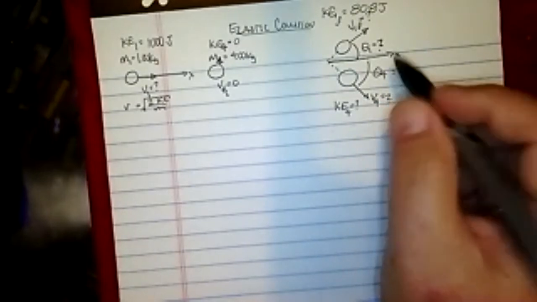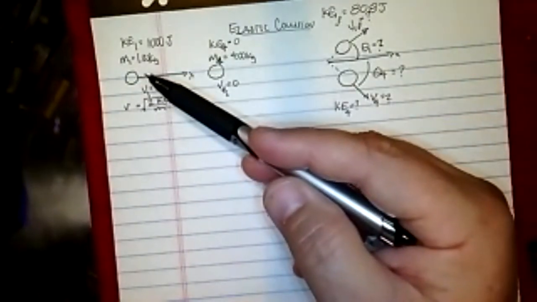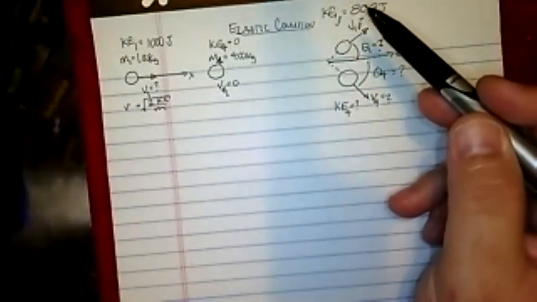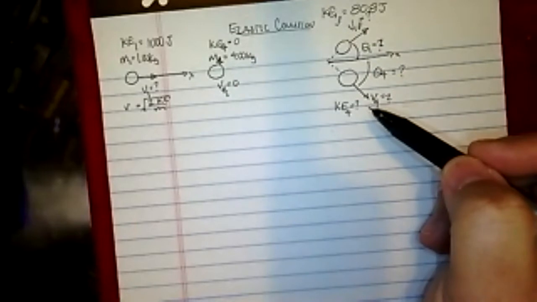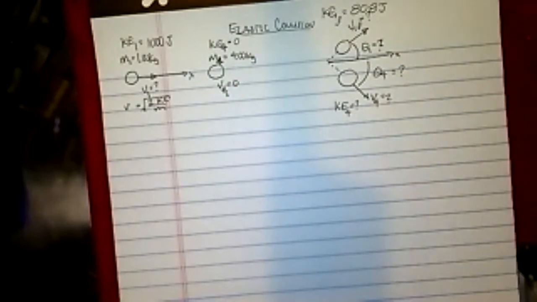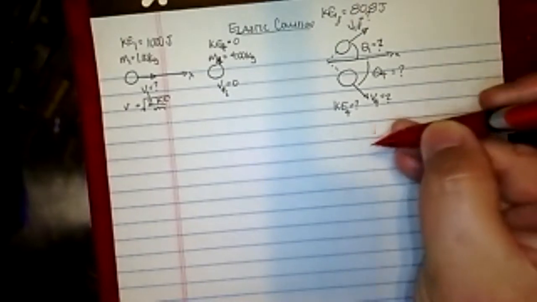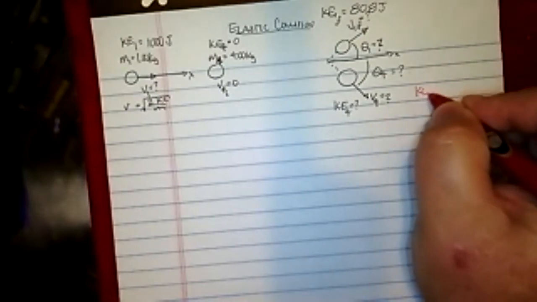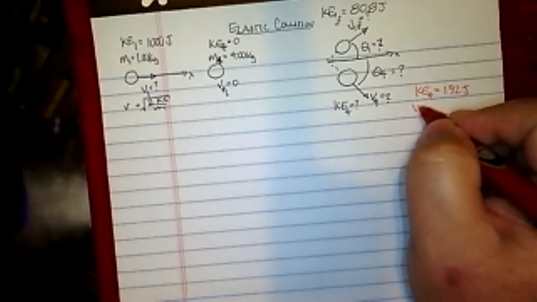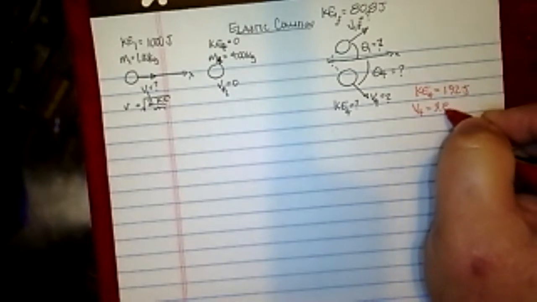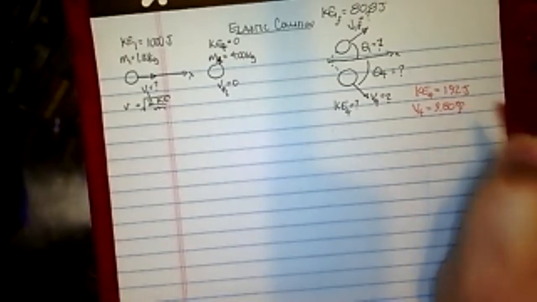Again, I can get this because the collision is elastic. I know the kinetic energy before the collision, which was 1,000 joules, has to equal the kinetic energy after the collision. This is 808, so this one's going to have to be 192. So from that, I can then get the velocity. So first off, just using that fact, I'm going to say the kinetic energy of 4 is equal to 192 joules. And that means the velocity 4 is 9.80 meters per second.